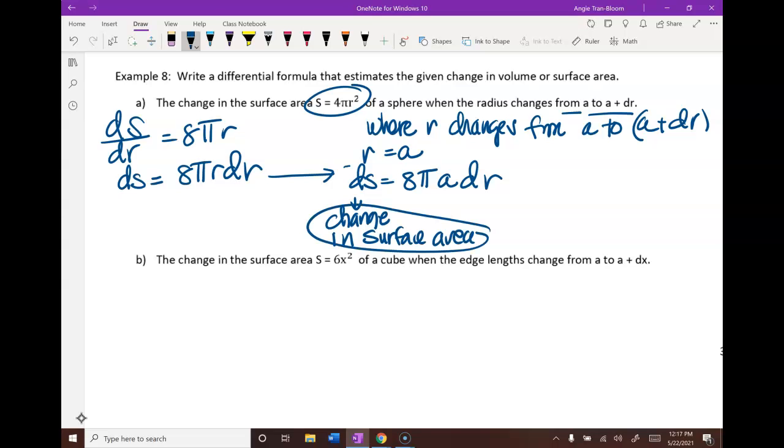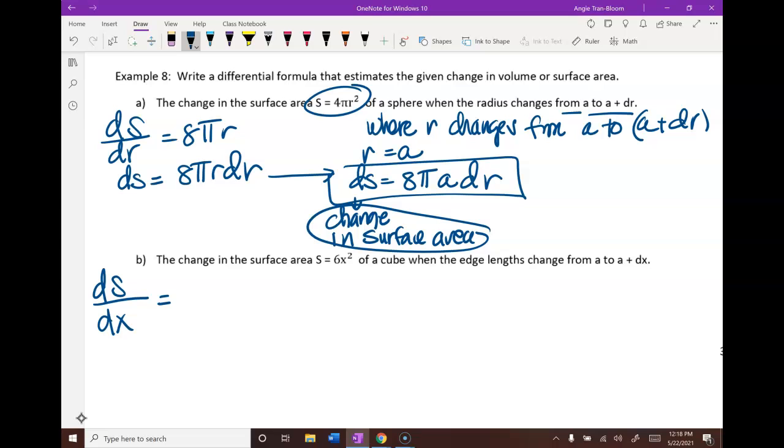Okay, and box that up. All right, let's try B. The change in surface area, S equals 6x squared over a cube, when the edge length changes from a to a plus dx. So similarly, let's do dS with respect to x.